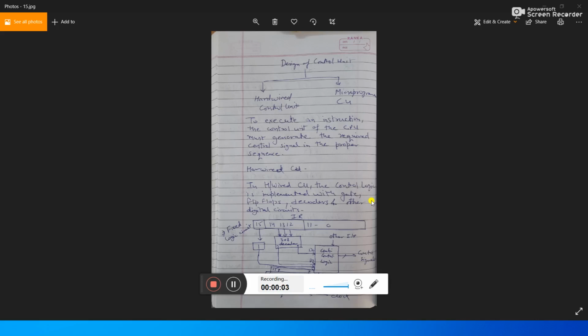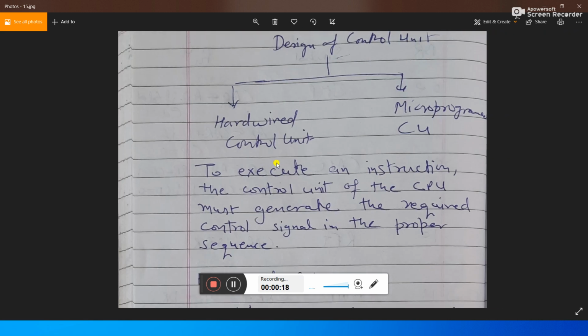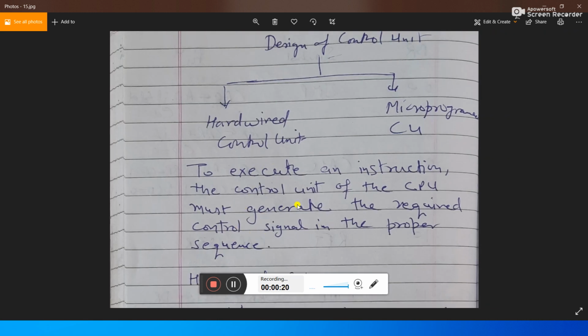Hello students. Today I will discuss the hardwired control unit and the microprogrammed control unit. To execute an instruction, the control unit of the CPU must generate the required control signals in the proper sequence. If I need to control some of the hardware units, I need control signals, and these control signals are generated using the hardwired control unit or the microprogrammed control unit.